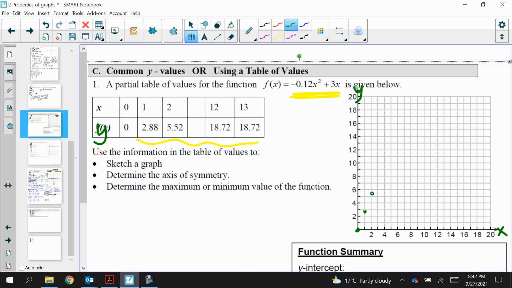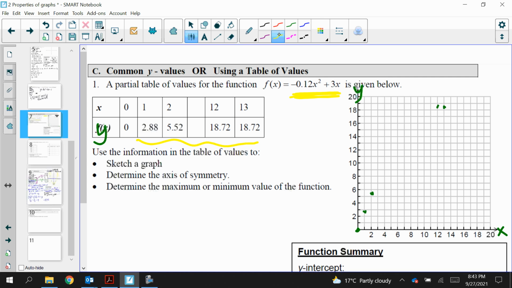Then it gives us a void in the middle, but we have x equals 12, y equals 18.72. Sorry, I was trying to drag my finger so that I could see where 12 was. I messed up everything. So 12 goes up there, 18.72 is right here. Hopefully I got that right. And then x equals 13 is also at 18.72. And that's really all we have.